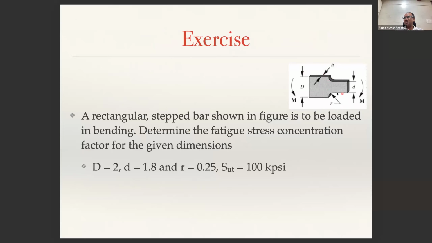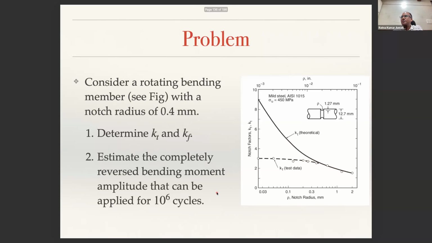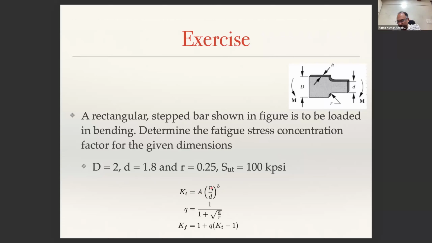Here you have a rectangular stepped shaft bar shown in the figure, loaded in bending. Determine the fatigue stress concentration factor for the given dimensions. For this, D equal to 2, d equal to 1.8, r equal to 0.25, Sut equal to 100 kpsi. How do you do that? Kt, the theoretical stress concentration factor, we have seen when we studied static failure theories: you can write A times (r by D) to the power b. By going to those formulas, you can find A and b for this r and D, and then for the Sut, this will be your theoretical stress concentration factor.